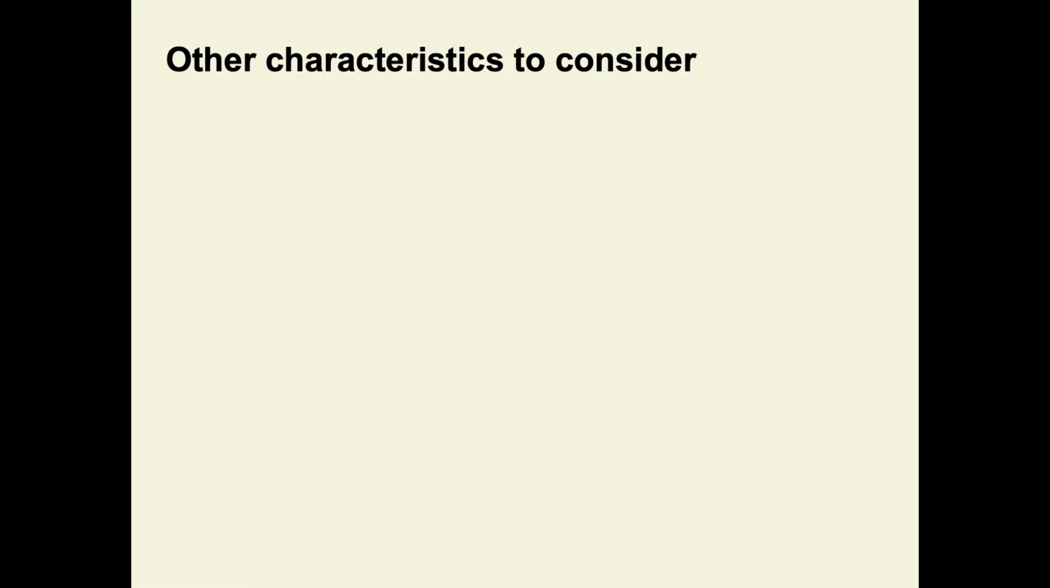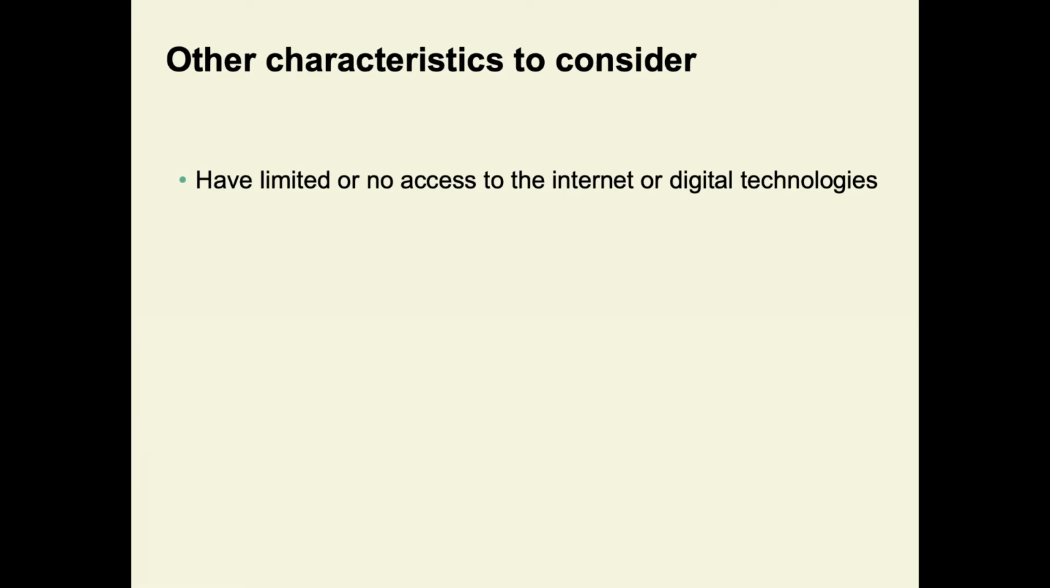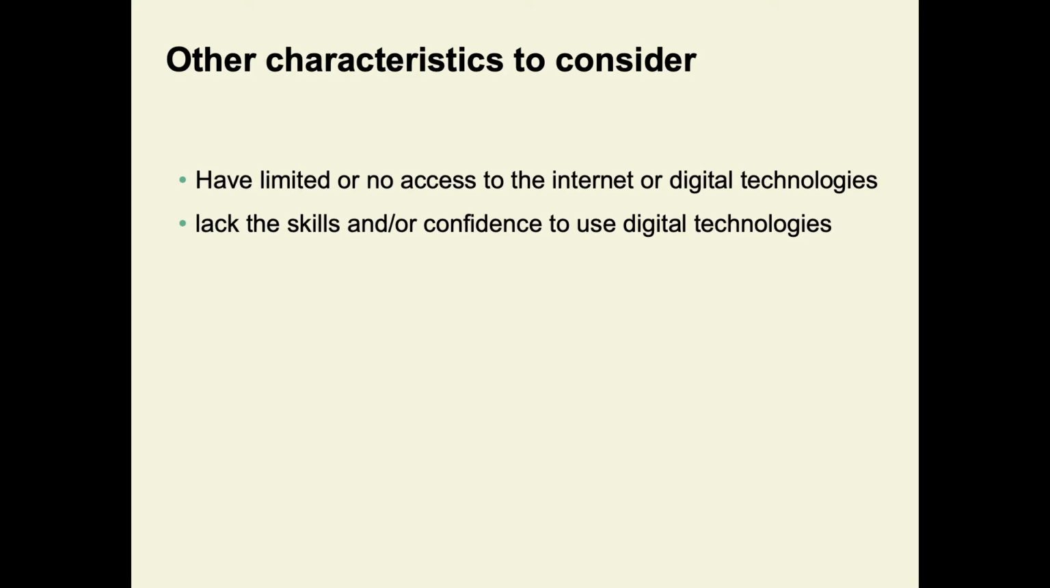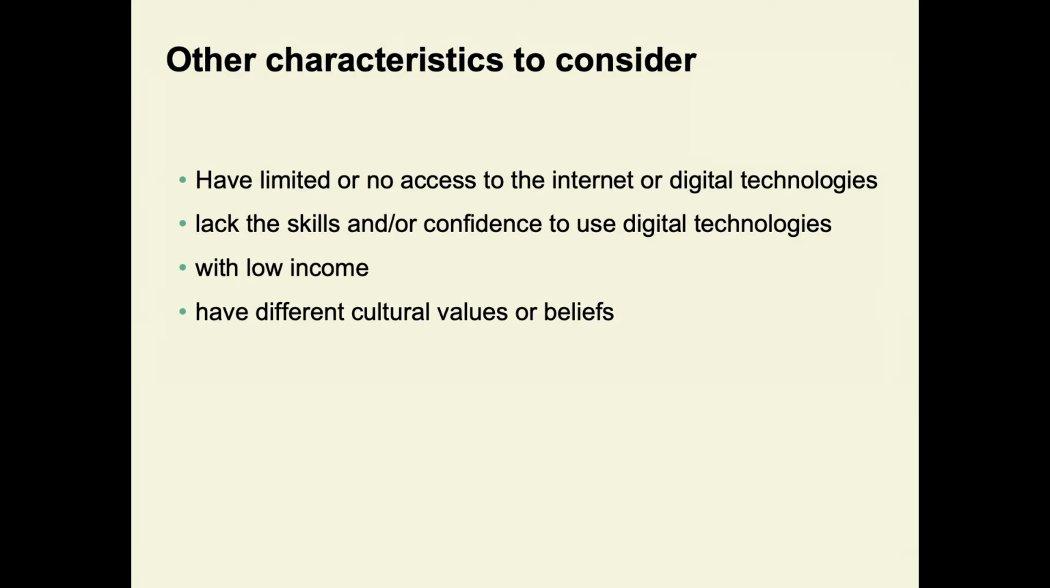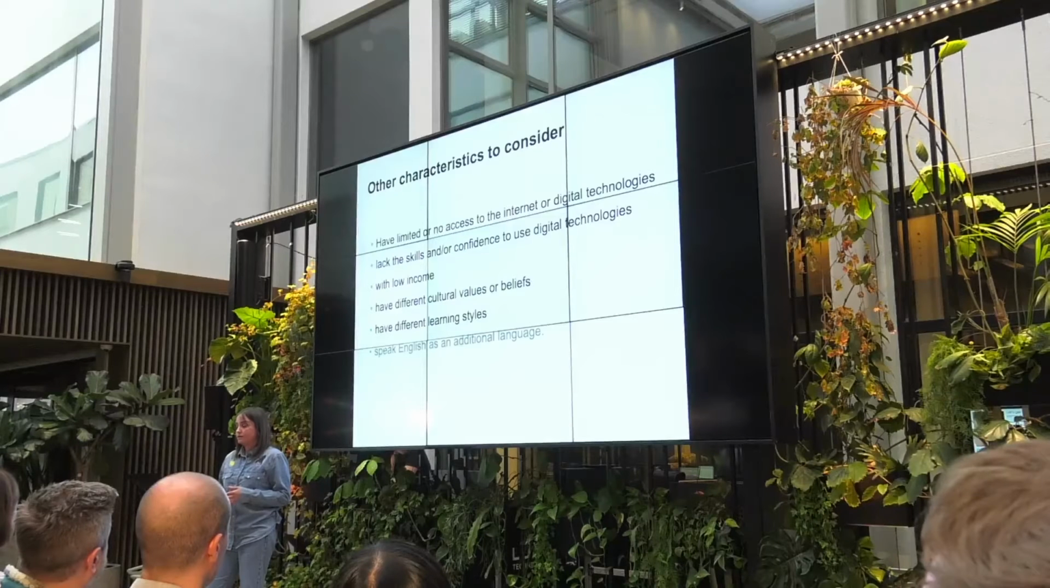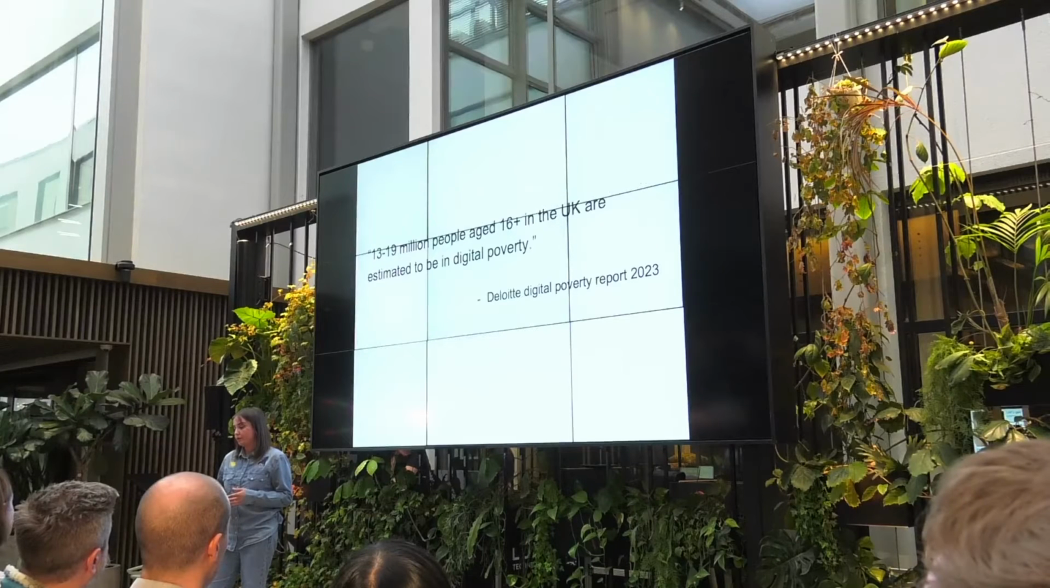But there are other characteristics to consider as well. And it might be different for your audiences or for your products, but some things to consider are people who have limited or no access to the internet or digital technologies, people that lack the skills or the confidence to use digital technologies, people with low income, those that have different cultural values or beliefs, having different learning styles, or speaking English as an additional language.